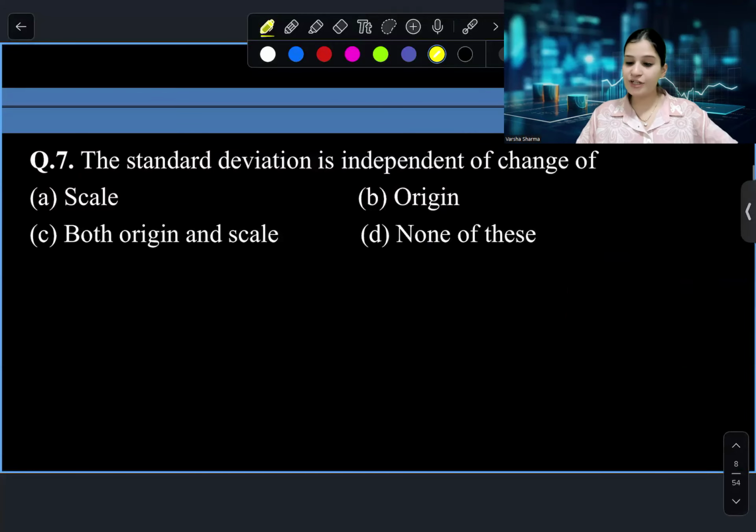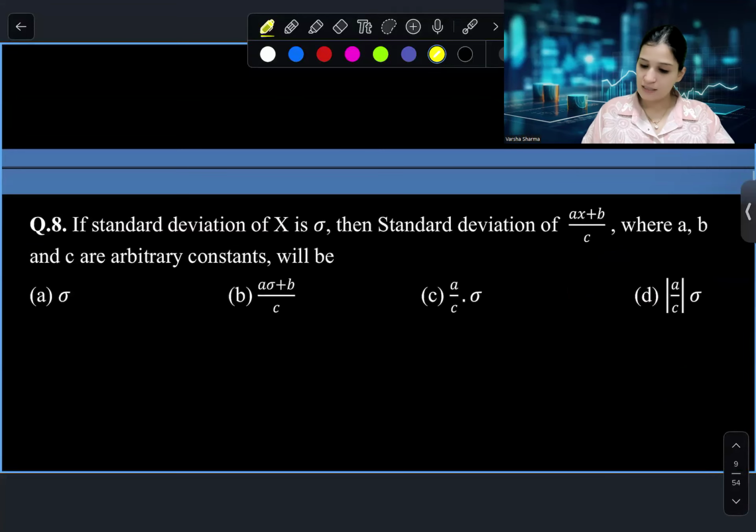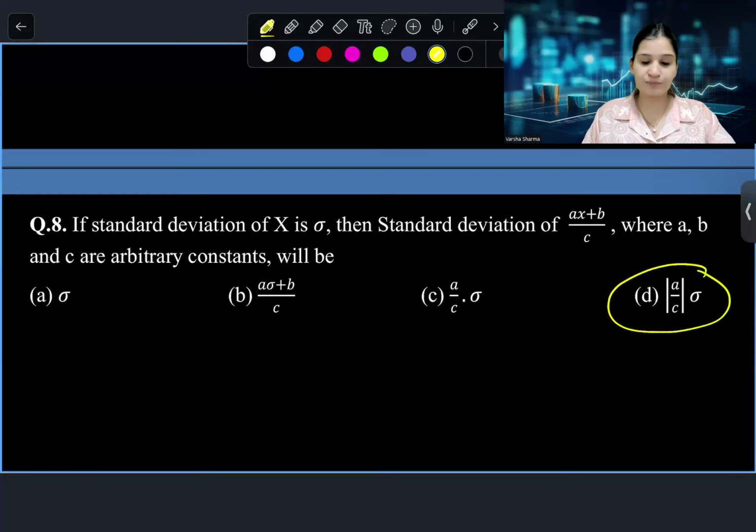The standard deviation is independent of change of origin, that is plus minus. Here, for standard deviation, it only matters with multiplication and division. So A by C, but wrong. It will be option D, absolute value. If they would have written that A and C are positive, then we could have written only A and C. But right now we don't know because they are arbitrary constants. Clear?